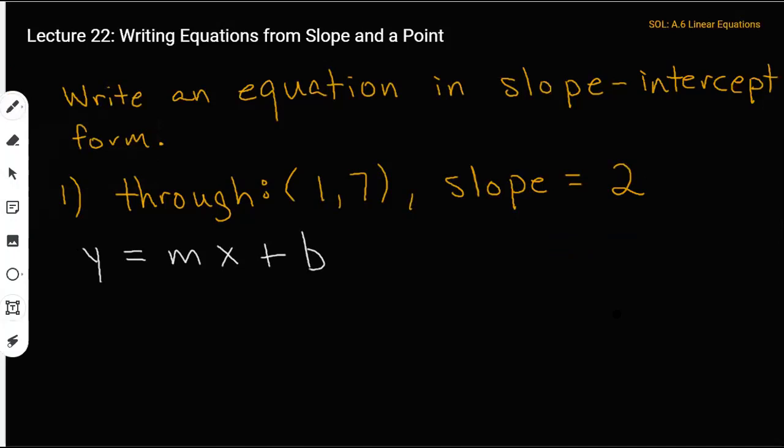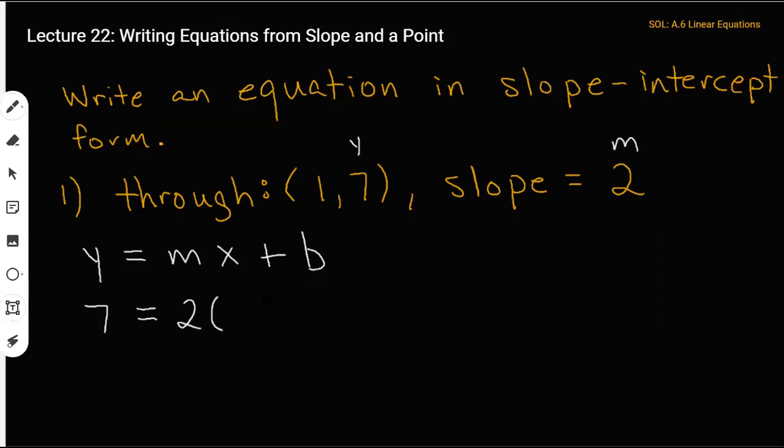Okay, so the first thing I do is I write down my equation, y equals mx plus b, and I'm going to start putting in all the information that I know. So what's my y value going to be? 7, right? So I'm going to let y be 7. What is my m going to be? 2, right? That's my slope. So I'm going to let m be 2.